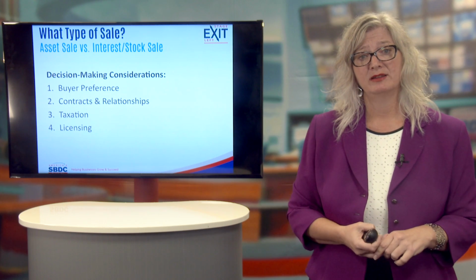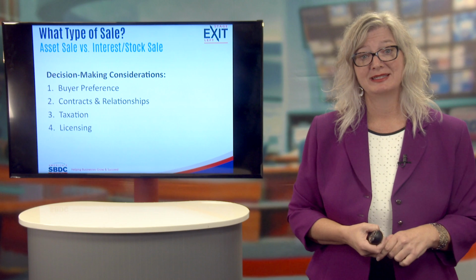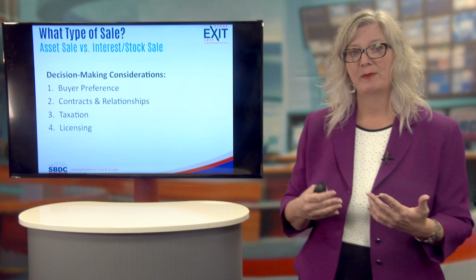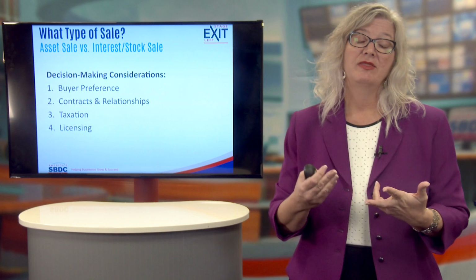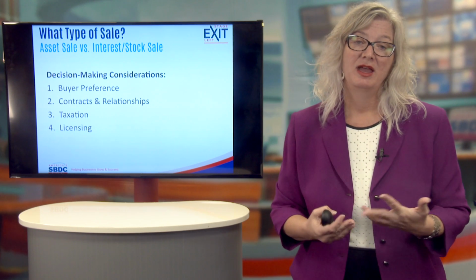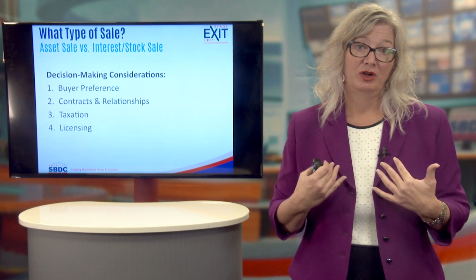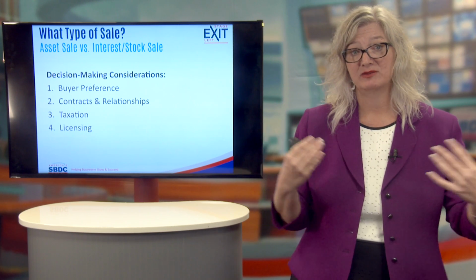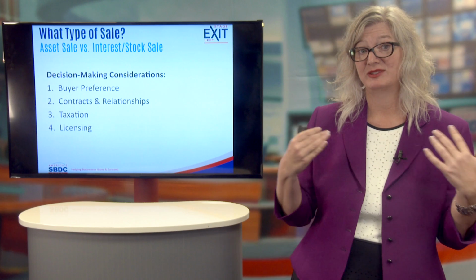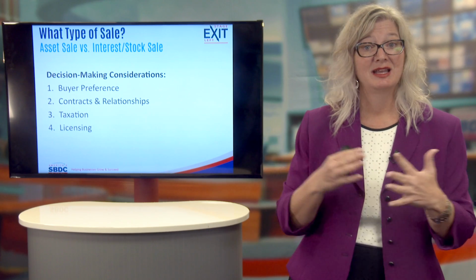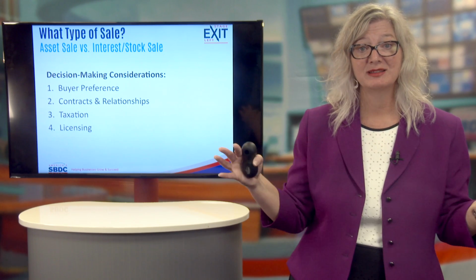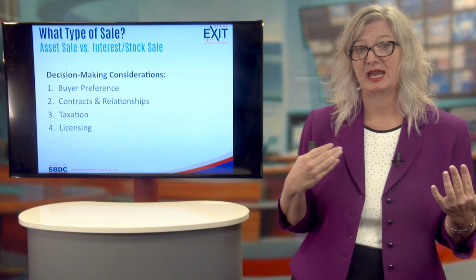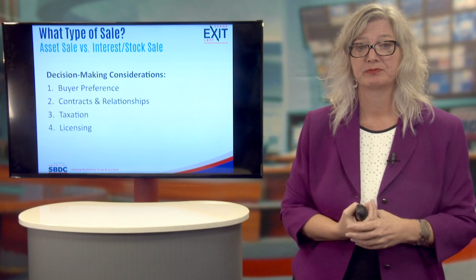The third decision-making factor is taxation. There's going to be different tax effects from an asset sale than a stock interest sale. The owner, the seller, John, could end up paying different amounts of taxes depending on what type of sale it is. Same business, same purchase price, everything's the same, but the way it's structured could have a big difference in tax effect on that seller.